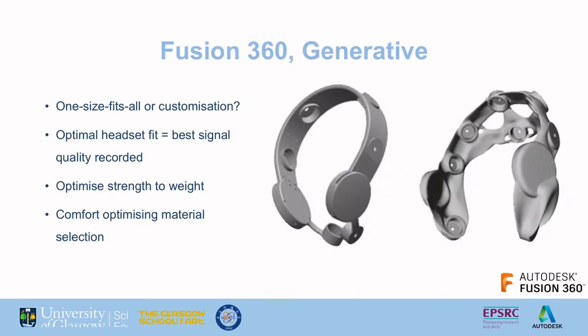We are using the generative aspects of Fusion 360 to create different geometries. Now, the software is actually encouraging us to be incredibly creative in how we approach it from a digital manufacturing point. So, for example, we're questioning things. Do we have a one-size-fits-all, or do we have a customized approach?